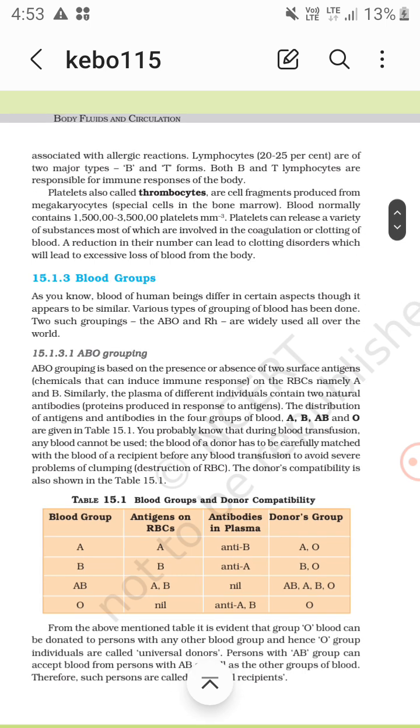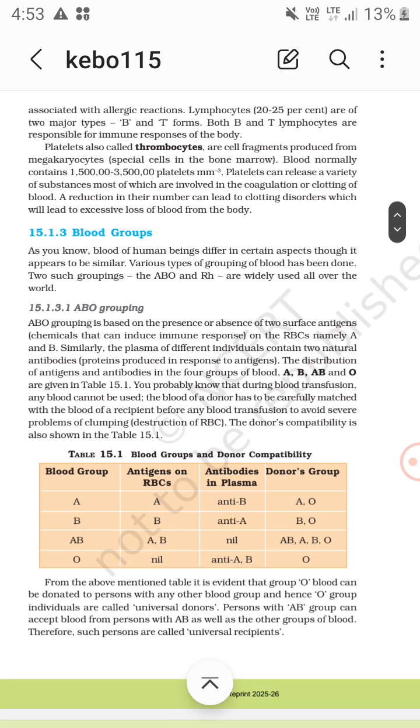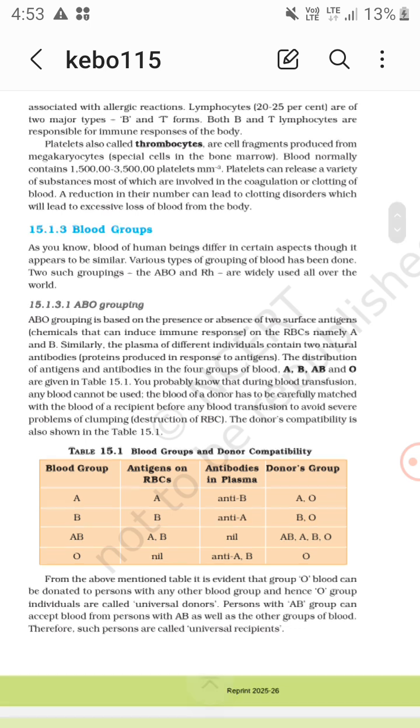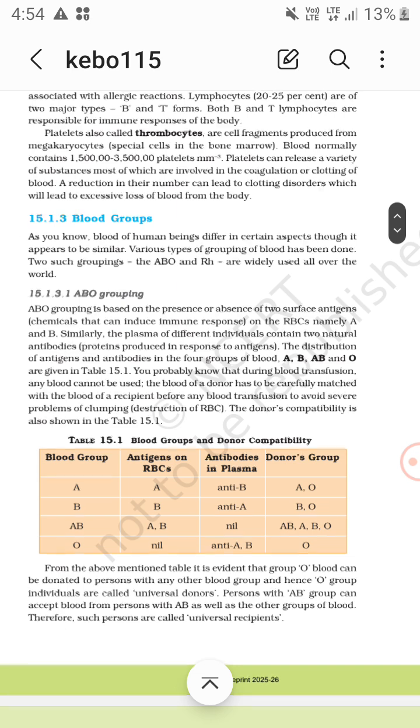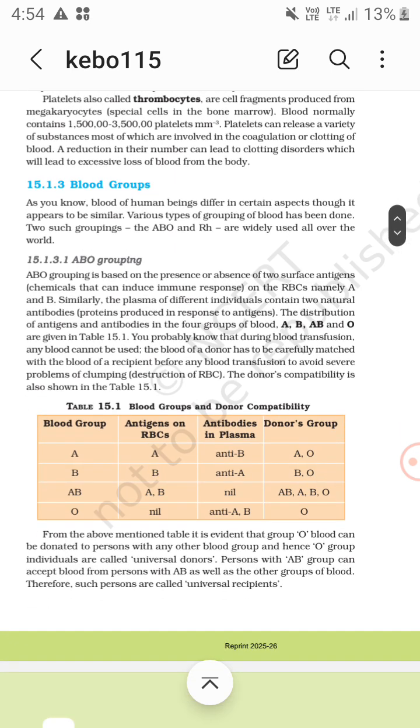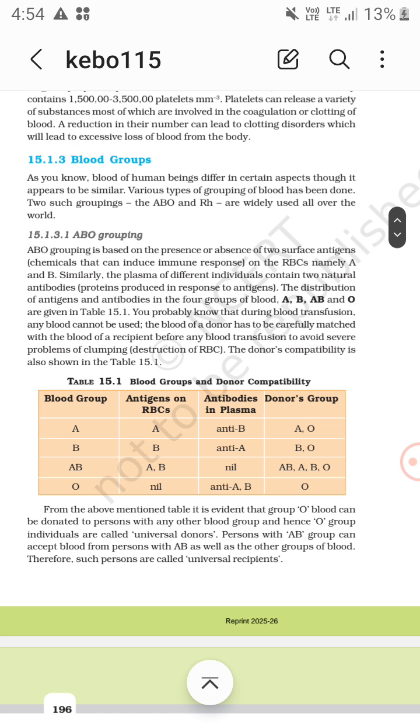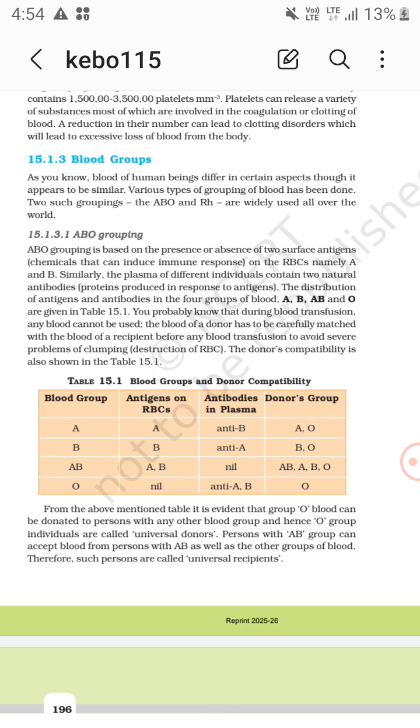Now blood groups. As we know, blood groups of humans differ in certain aspects, though it appears to be similar. Various types of grouping of blood have been done. Two such groupings, that is ABO and RH, are widely used all over the world. The ABO blood grouping has the groups A, B, AB and O. It is based on the presence or absence of two surface antigens, that is chemicals.